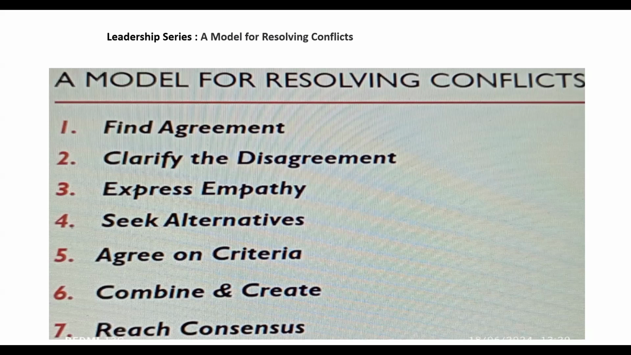Now you can fulfill your criteria with some combination of the previous ideas that have been floated. And then, you reach agreement. You ask those who are engaged in the conflict, can you both agree that we will try the following? And this is consistent with lean management and the Toyota Production System problem solving: every solution is an experiment, okay?